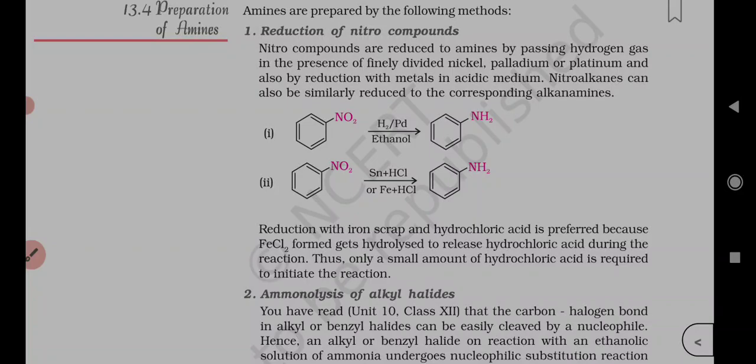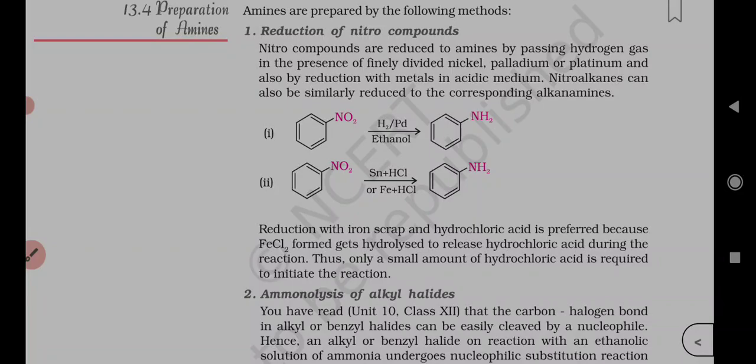See, how can you prepare amines? By reduction of nitro compounds. Nitro compounds are reduced to amines by passing hydrogen gas in the presence of finely divided nickel, platinum or palladium, and also by reduction with metals in acidic medium. Nitroalkanes can also be similarly reduced to the corresponding alkanamines.